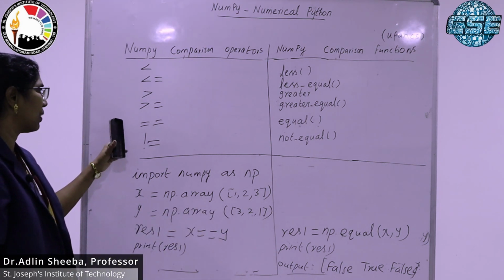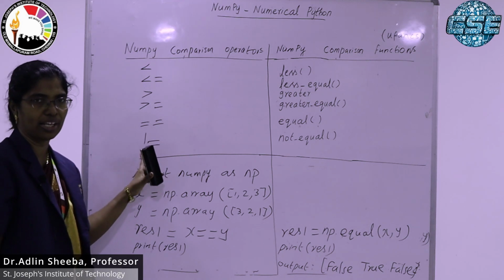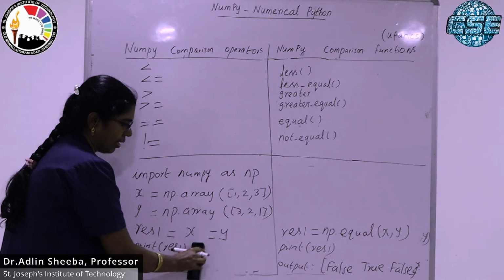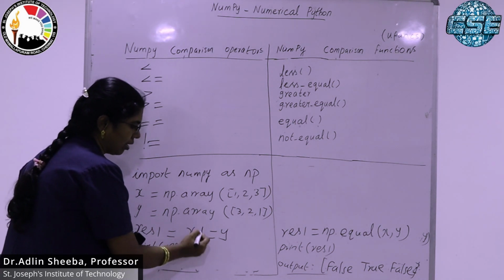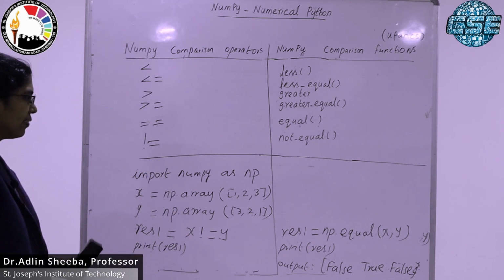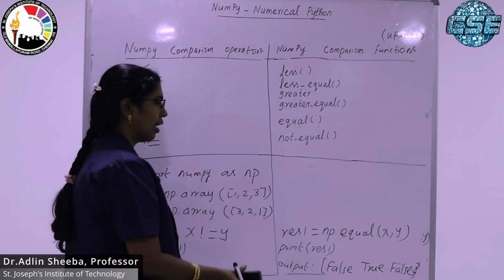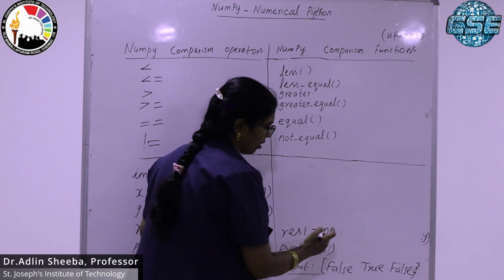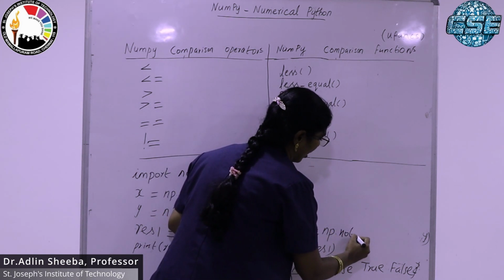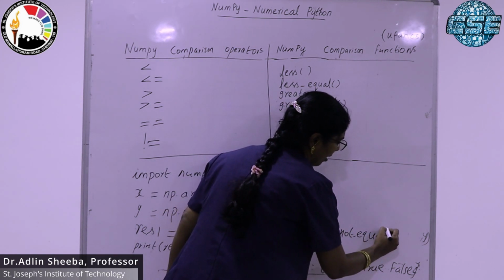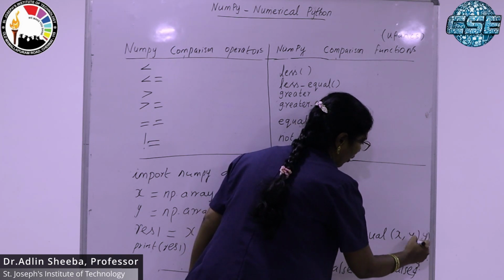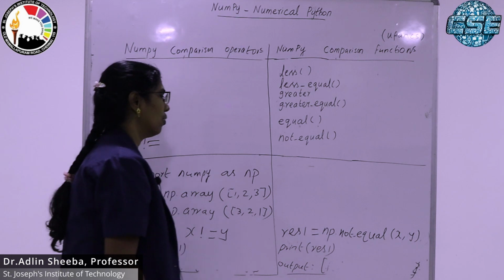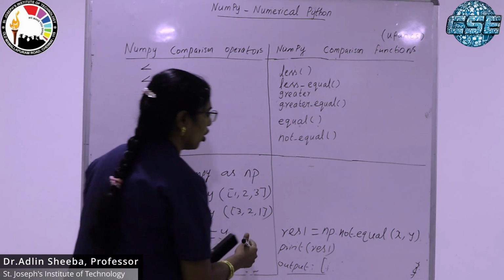And the last comparison operator we are going to see is not equal to. Instead of this one, I am replacing it with the not equal to symbol. And we have the corresponding ufunc here, np.not_equal of x comma y. This is the corresponding ufunc. Now let us see the output.